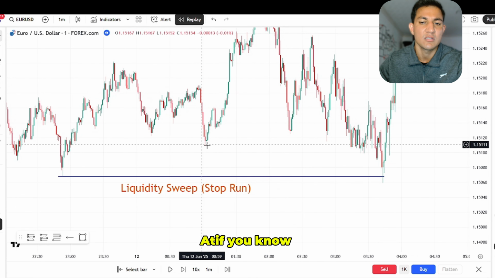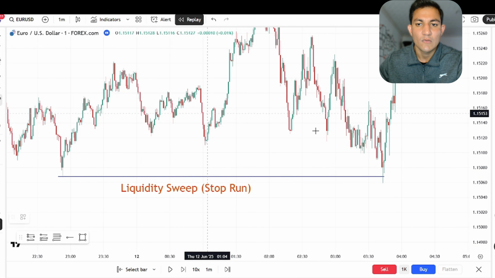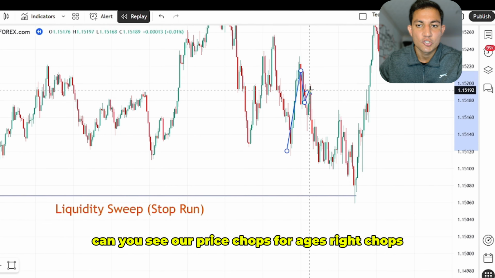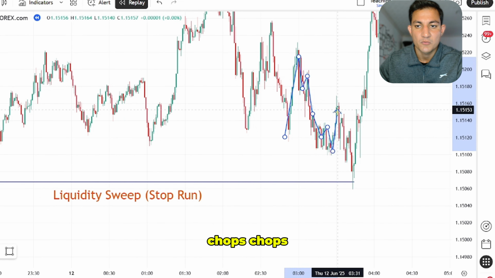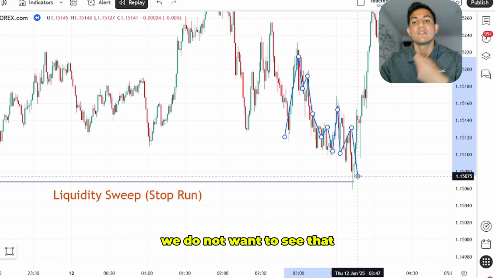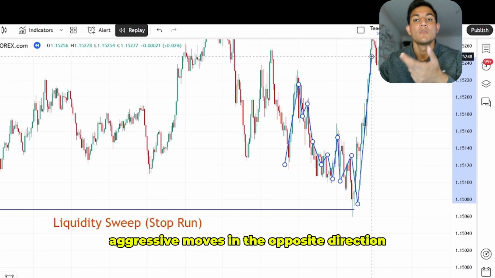Now, you might be asking, oh Atif, what happened here? Like, was this a sweep? Well, let's see, right? Can you see how price chops for ages, right? Chops. We do not want to see that. We want to see strong, aggressive moves in the opposite direction.